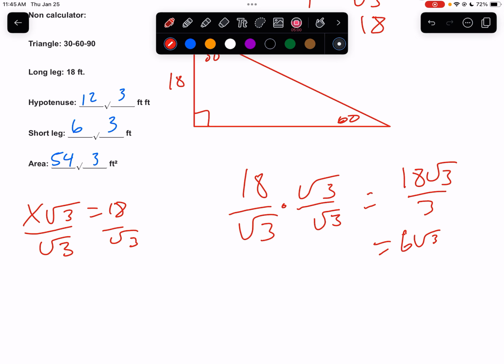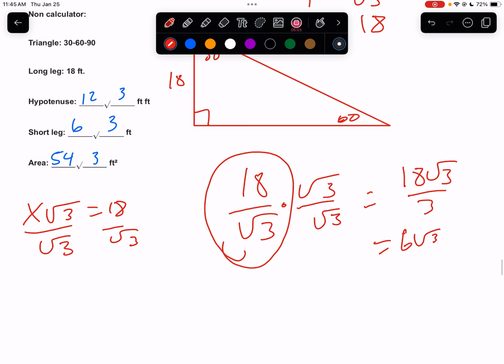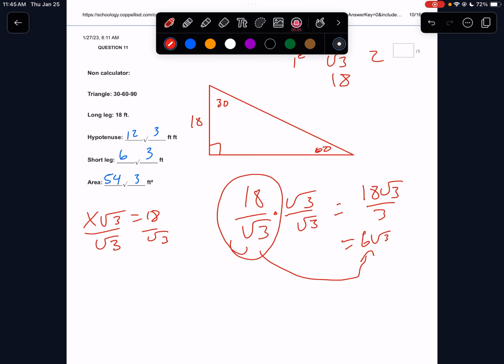It really is my hope that you can go from this straight to this, or honestly, this straight to this in your head. We've worked at that. It's time to get good at that. It's time to practice it and try your best at that. So that would be 6 root 3 for the short leg, which means that the hypotenuse, if that's 6 root 3, then you double that number. That would be 12 root 3.